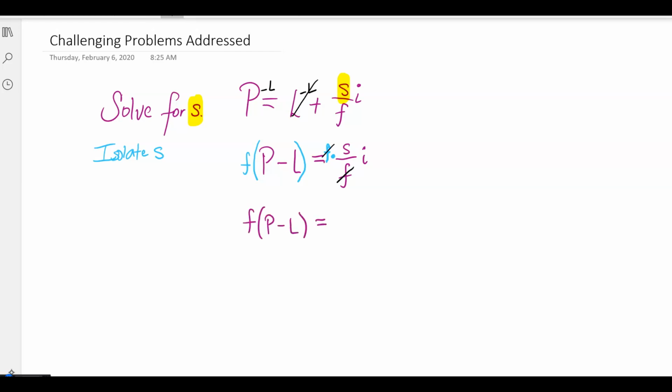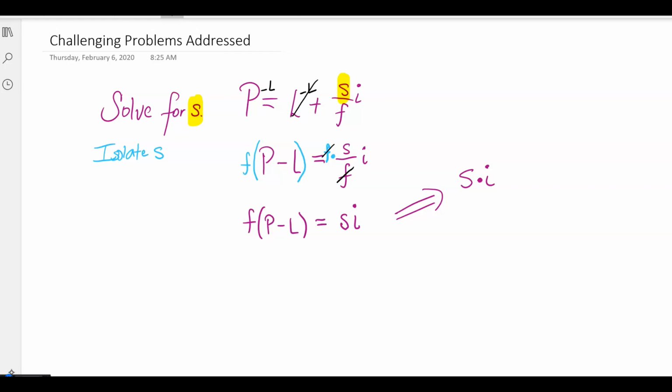Now on the right side, we still have our S, but we have that I attached to it. Now when you have something right next to a variable, right next to another variable, or a number right next to a variable, all of that is understood as multiplication. So this is S times I, or in other words, S dot I. So how do I get rid of the I?